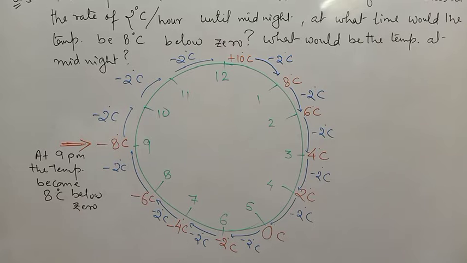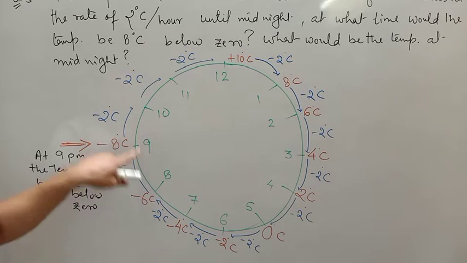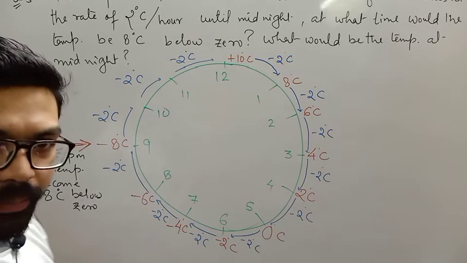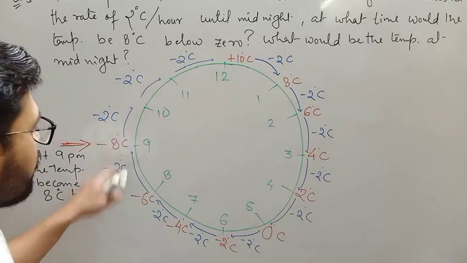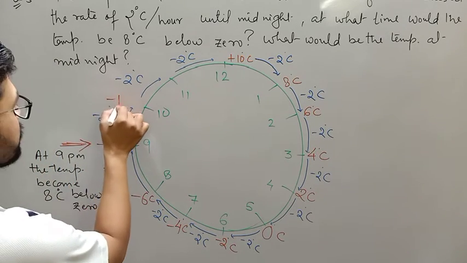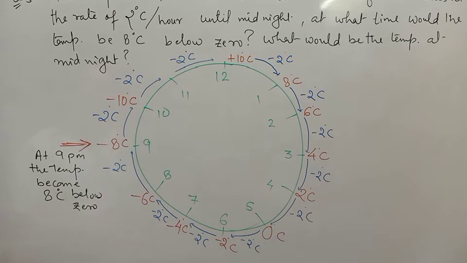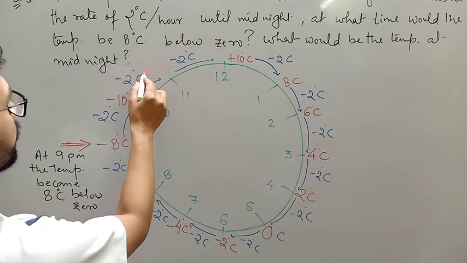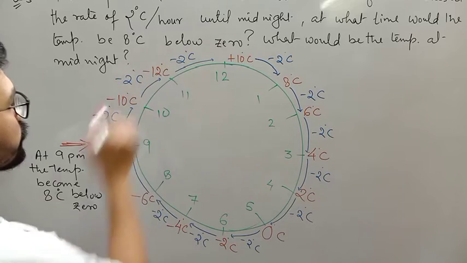Okay, I think the board is visible to you all. Now again, from 9 pm up to 10 pm, again there is a decrease in temperature by 2 degrees Celsius. So here is -8, so it becomes -10 degree Celsius. Again there is a decrease of 2 degrees Celsius, so it becomes -12 degree Celsius.